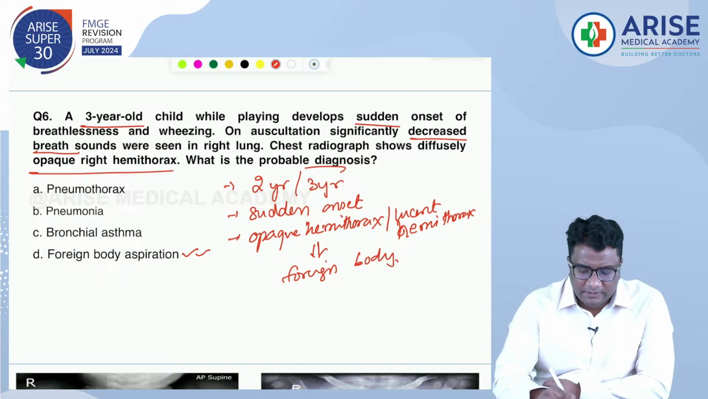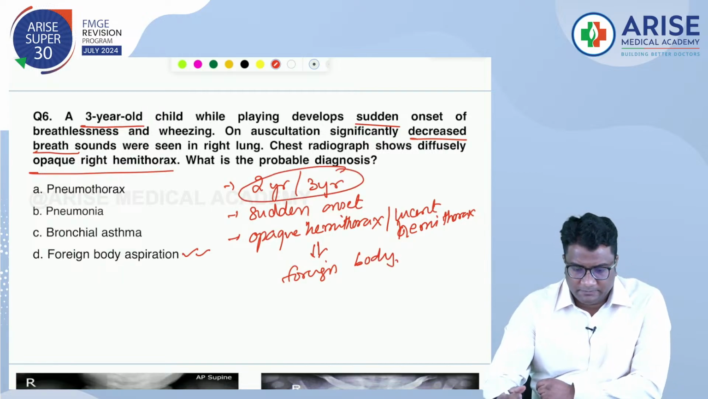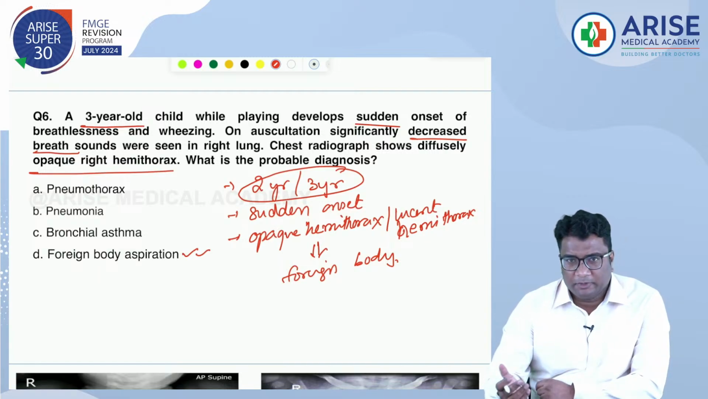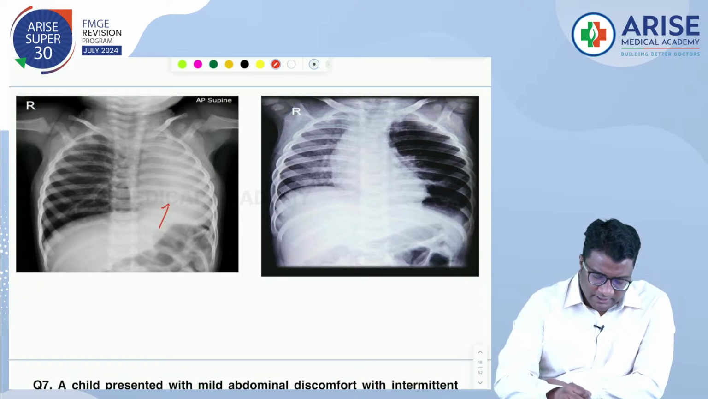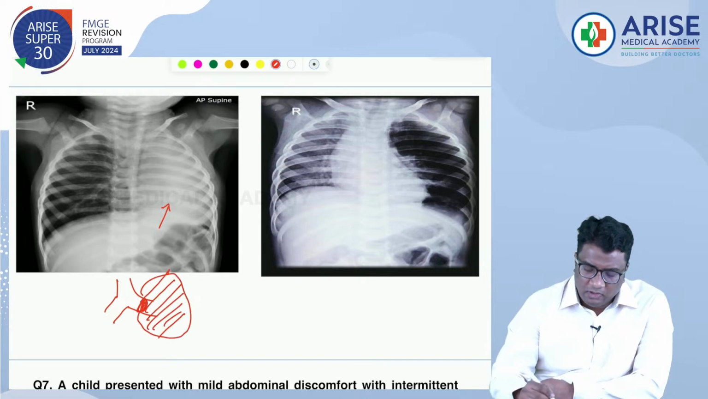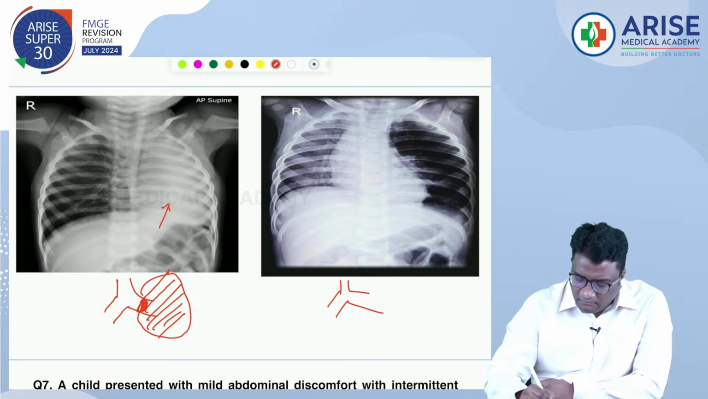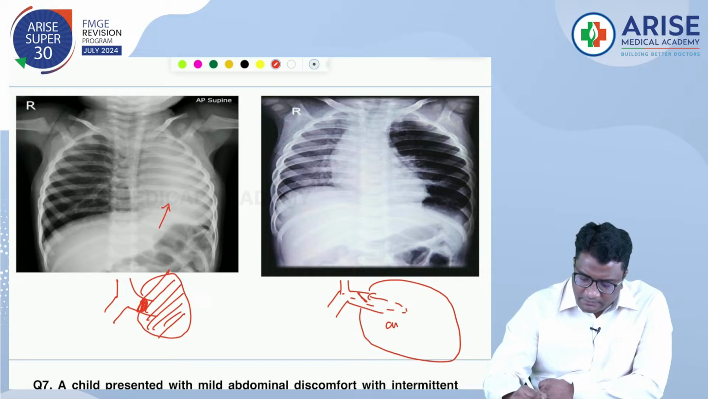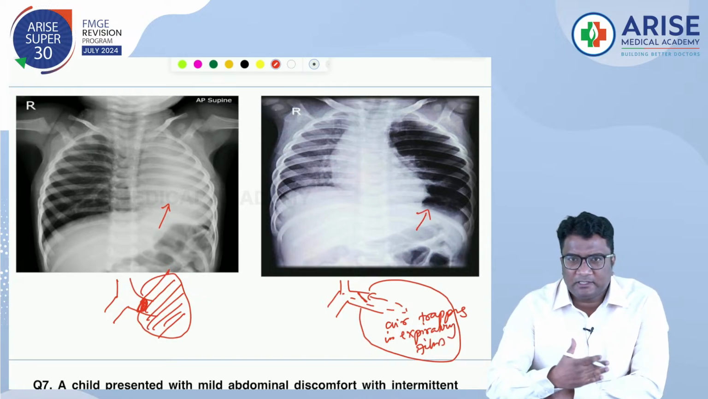So this age group is notorious for foreign body aspirations. Sudden onset of respiratory distress, radiograph showing either an opaque hemithorax or a lucent hemithorax. If the foreign body is causing complete obstruction of the bronchus, there could be collapse of the lung and an opaque hemithorax. Or if the foreign body is causing a ball-valve mechanism, the air is allowed to come in but not allowed to go out. You will see air trapping in the expiratory phase, leading to a lucent hemithorax.